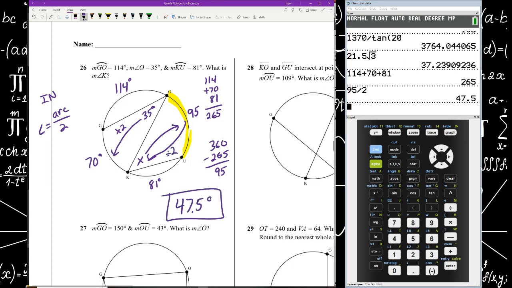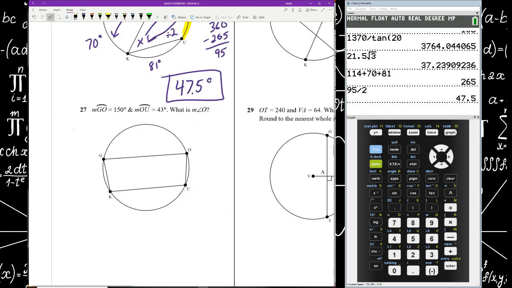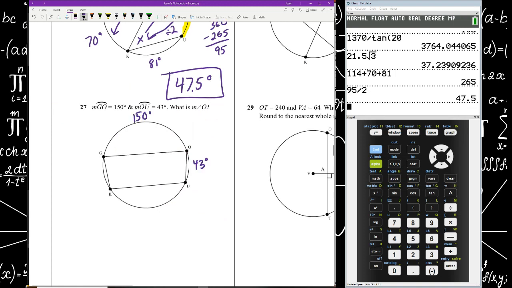Okay, we are now going to move on to number 27, which is still more of the same type of problem. It tells me GO is 150, so I put 150 here. OU is 43, put that there. I'm going to find angle O, so I'm going to put an X here. So we have two of the arcs. We notice O opens up to GU, the entire length here. So if we have the two that don't include that, we can find it easily by adding these two up. 150 plus 43 equals 193.